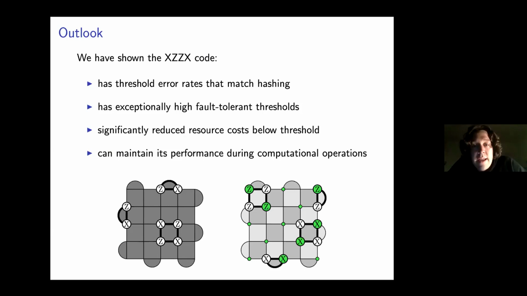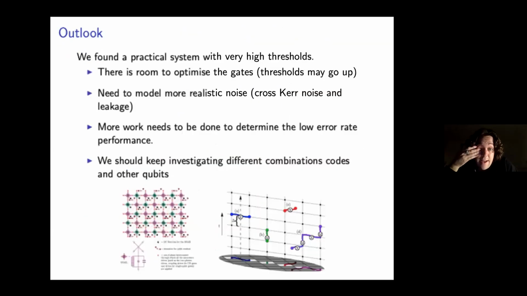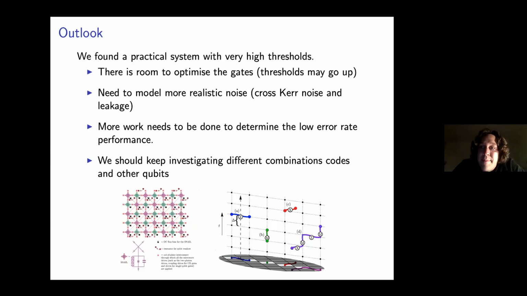Right, so the XZZX code is really good. It has very good thresholds, matches the hashing bound, very good fault tolerant thresholds, and we checked, it can do all the fault tolerant quantum computations, and all we had to do was a Hadamard rotation on half of the qubits of the surface code. And it became much better at dealing with bias noise errors. There's still some room to optimize the Kerr-cat qubits and the XZZX code. We could have done more there, I think. So the thresholds I've mentioned, they could be better.